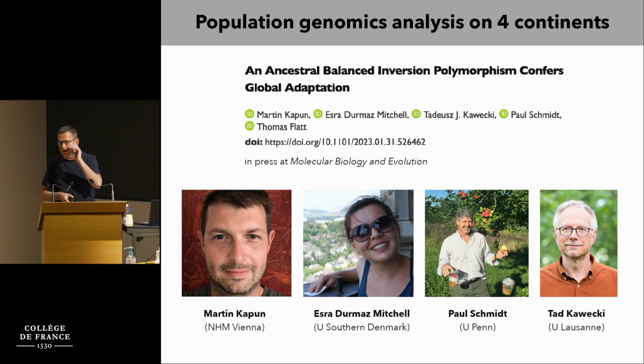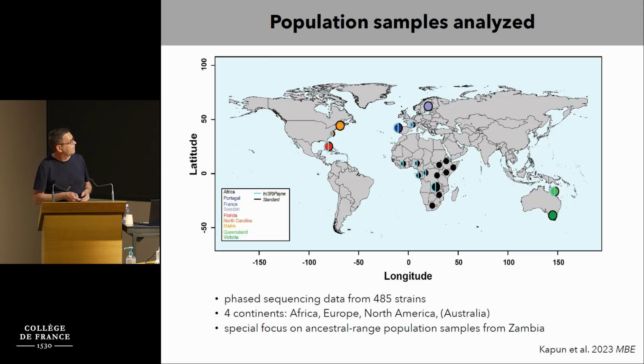So what I want to talk about today is a population genomic and population genetic analysis of this inversion polymorphism across 4 continents to look at spatial patterns. This is a paper that is currently in press at MBE, and this effort was spearheaded by 2 talented former postdocs, Martin Kapun, who is now at Vienna, and Ezra Durmas-Mitchell, who is now a senior postdoc at the University of Southern Denmark. This work is in collaboration with Paul Schmidt at UPenn and Tad Kawecki at Lausanne.